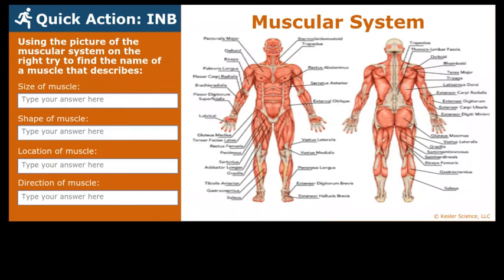So, using the picture of the muscular system on the right, try to find the name of a muscle that describes the size of the muscle, a shape of the muscle, location of the muscle, and direction of the muscle. If you need to reference back to the previous slides for a little guidance, that's advisable.